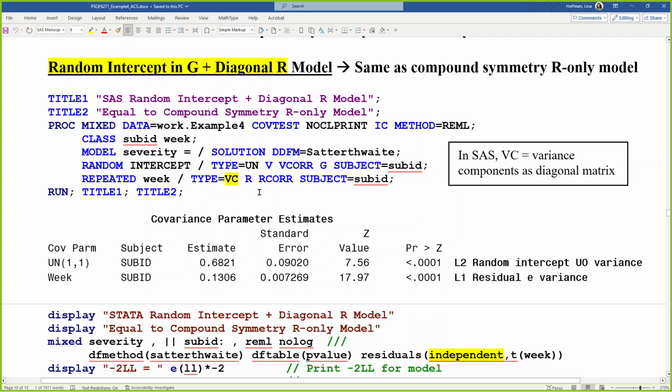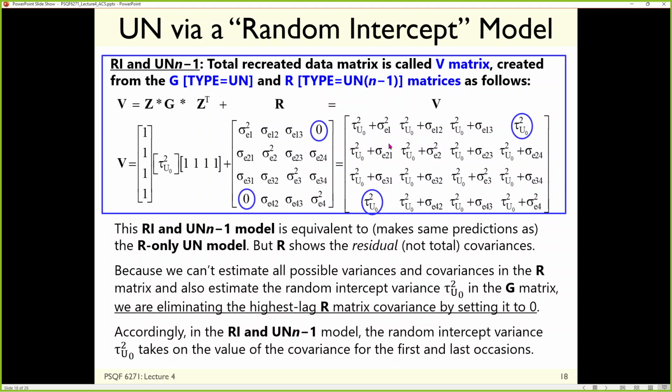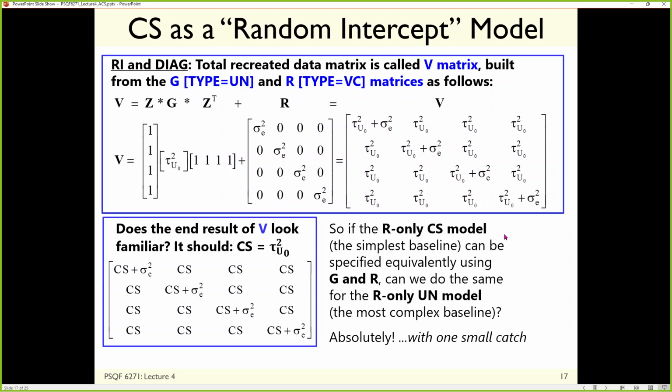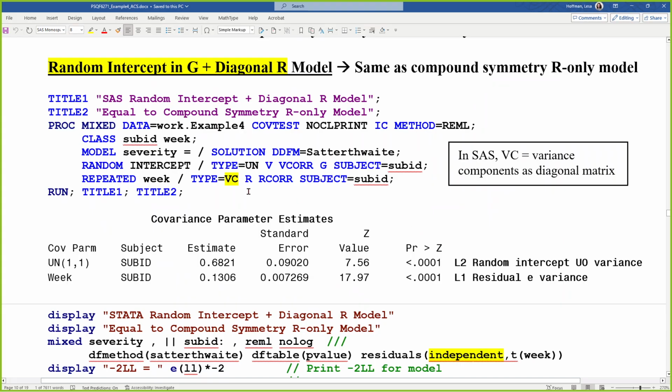So here is the way we can get to compound symmetry. This is the unstructured analog. There's the compound symmetry analog. It is the same thing. So another way of saying compound symmetry is random intercept in G plus the diagonal variance components. That's what it's called in R.